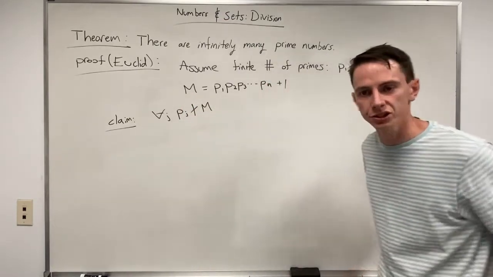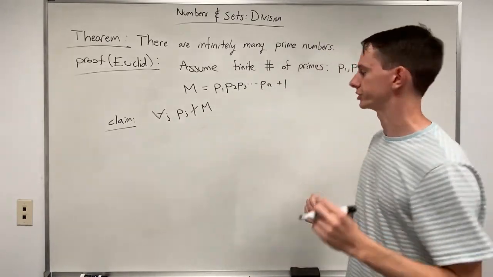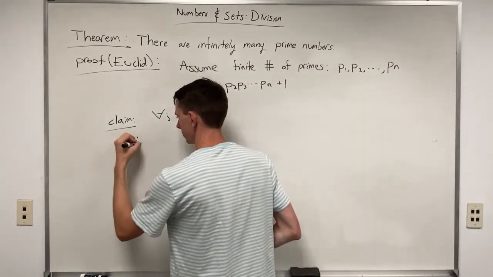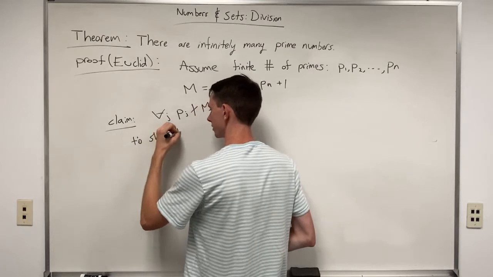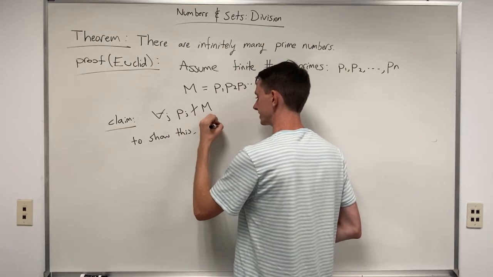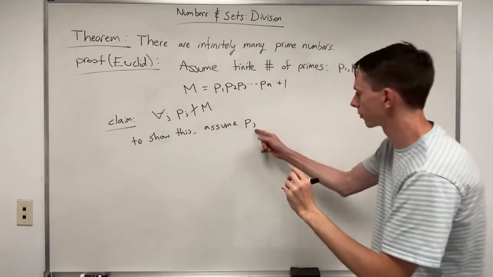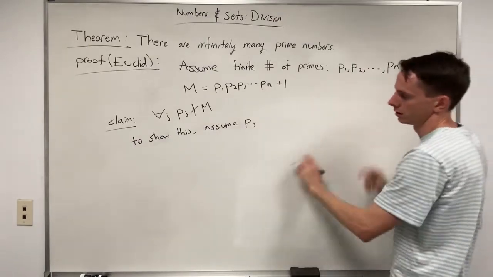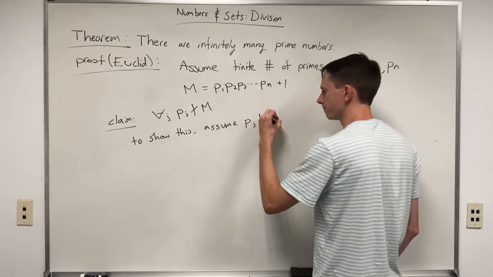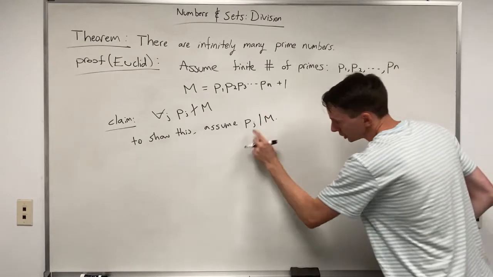Now we need to show this. And the way that we'll show this is, again, a proof by contradiction. To show this, we're going to assume the opposite. So let's instead assume that there is some prime number out of these n, we'll call it the jth one, which does divide m. We'll make that assumption.